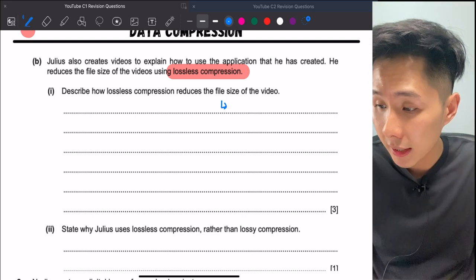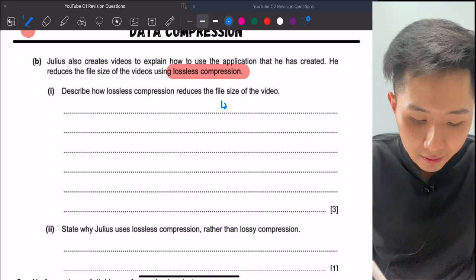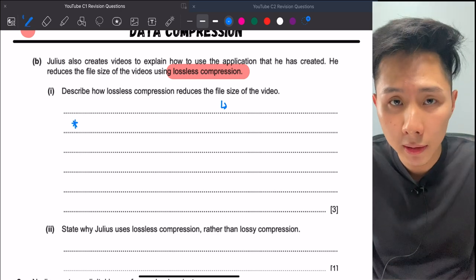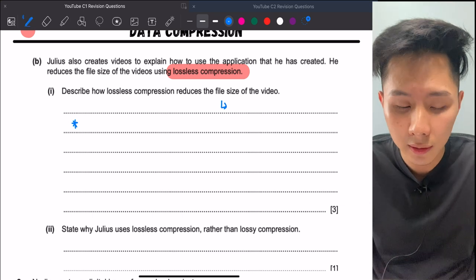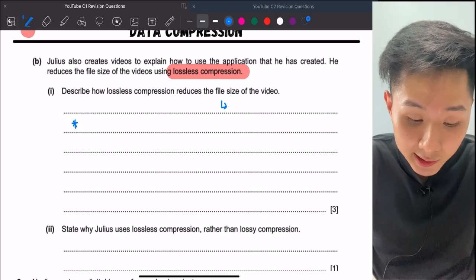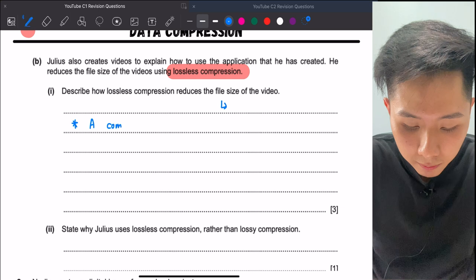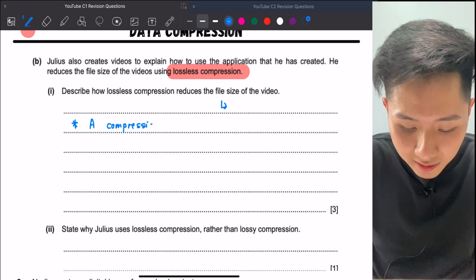So how can you get a few marks? These are just some points in the marking scheme. It's good to memorize them because Cambridge always asks the same question. You can say that firstly, a compression algorithm is used. That's our first point.